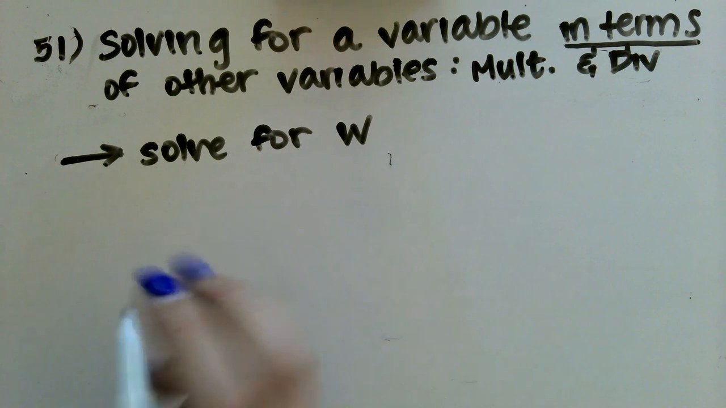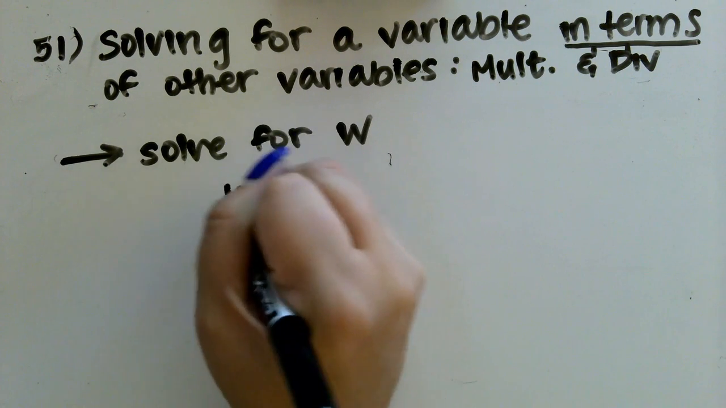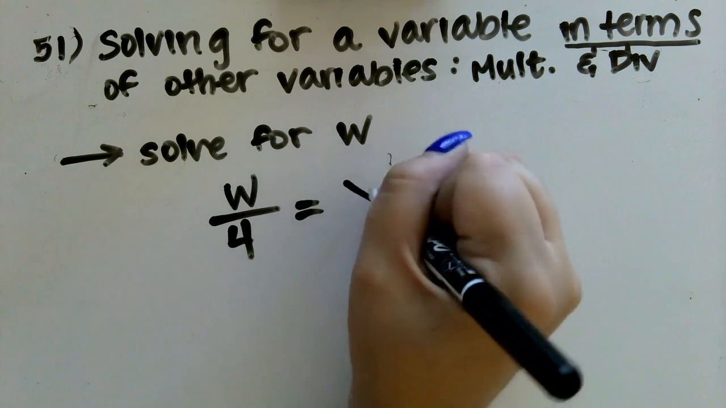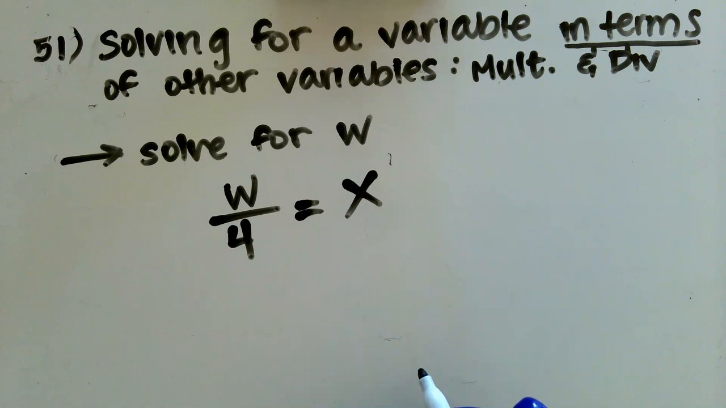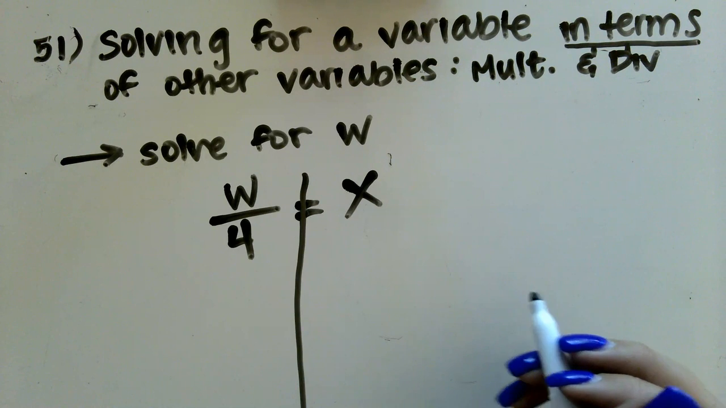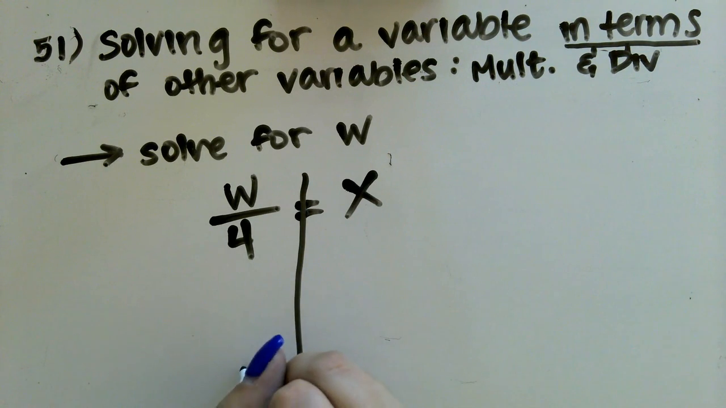So in this problem we're going to be solving for w, and our equation is w over 4 is equal to x. Okay? Just like in our last video, we are drawing a line right down the middle of that equal sign. And I know that I'm going to be solving for w, and I only see that there's one instance of w, so we're just going to keep that on the same side, okay?